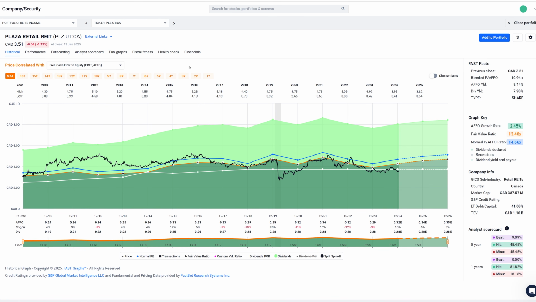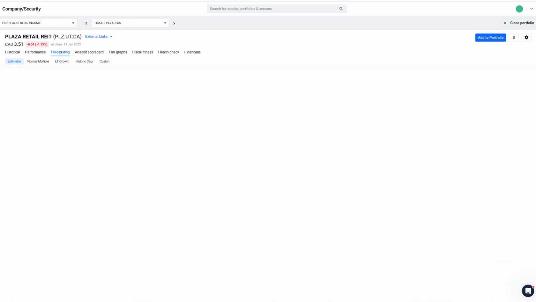Now, the next one I'm going to look at is Plaza Retail REIT. And again, it's a relatively slow grower. It is undervalued. It does offer a dividend yield of almost 8%. It's all about the income here. And this would be a safe time to buy it. When you're buying low valuation, you're buying safety.